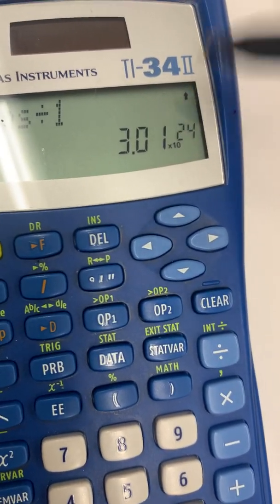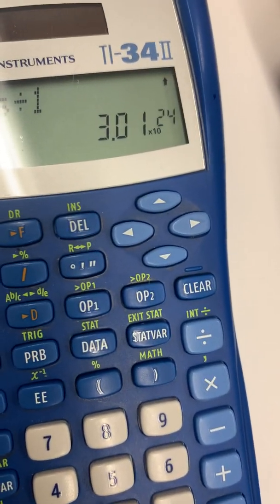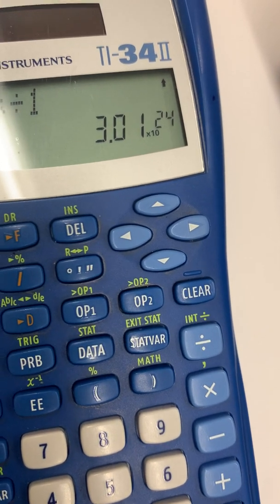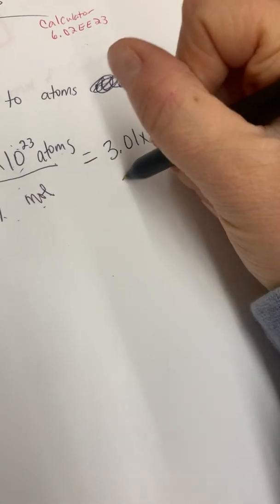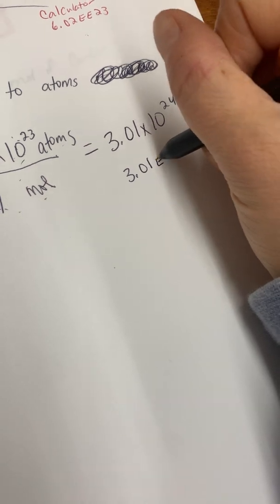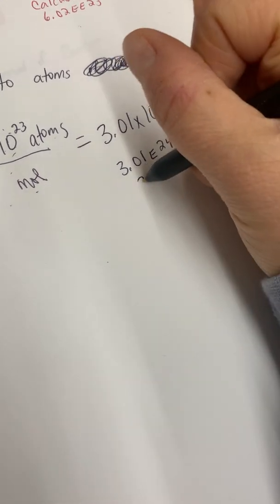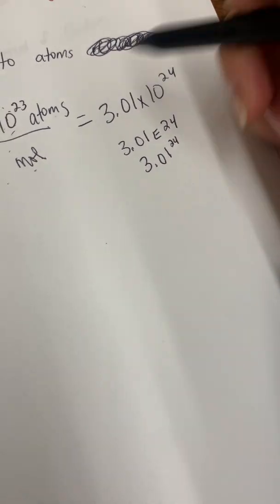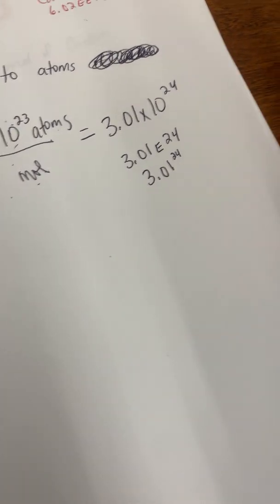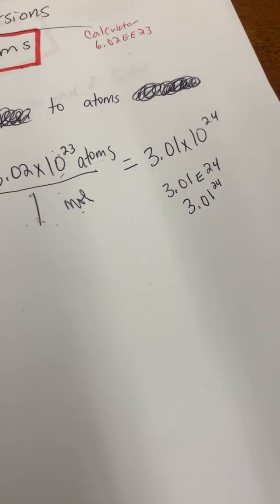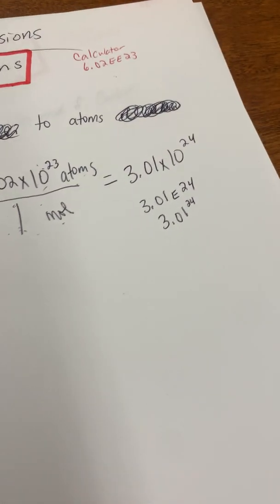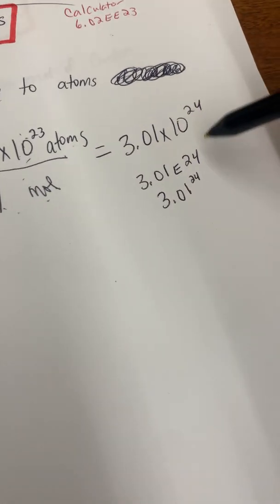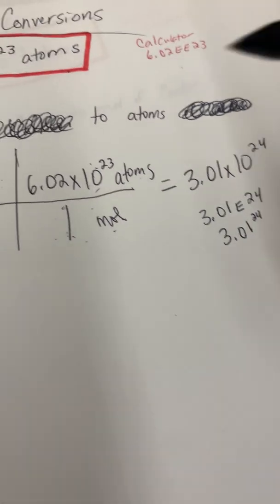So mine says 3.01 times 10 to the 24. I think maybe your phone might say 3.01 E24. Some calculators will say 3.01 with a little 24. Any of those answers is fine, okay? We're not in class to where we can work on this and correct it at all times. You're on your own. So if you get something close to this, you're good, you're solid.